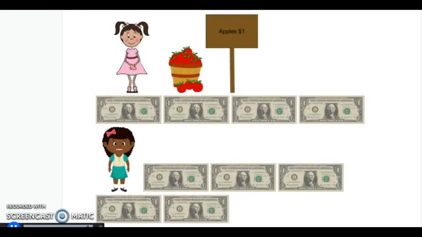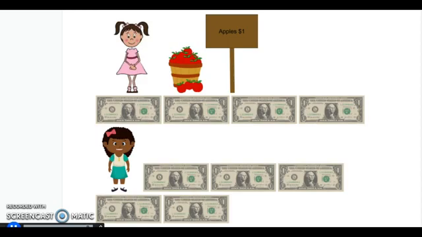Now, the last of the 4 models we're going to use is money. So we are going to make up a story so we can see how money works. So you see here Sally. Sally wants to buy apples, and apples are $1 each, and she has $4.